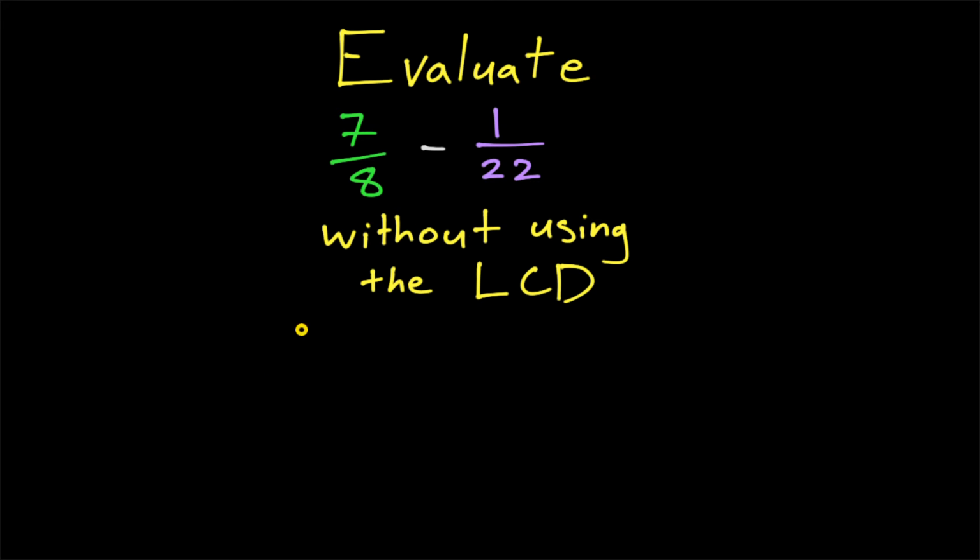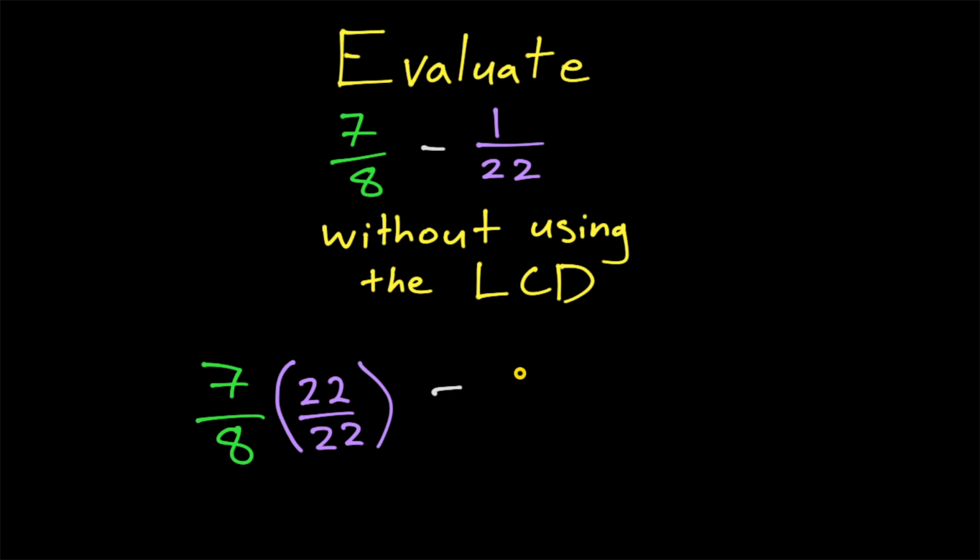And so the easiest way to form a common denominator for two fractions is to multiply the numerator and the denominator of the first fraction by the denominator of the second fraction. So what you're going to want to do is take 7/8 and multiply it by 22/22, because 22/22 is equal to 1, and because 22 is the denominator of the second fraction.